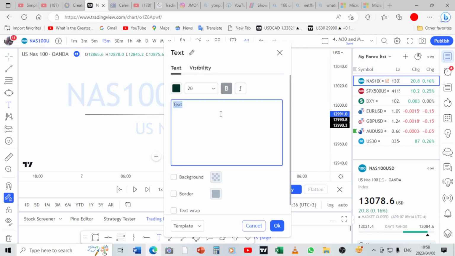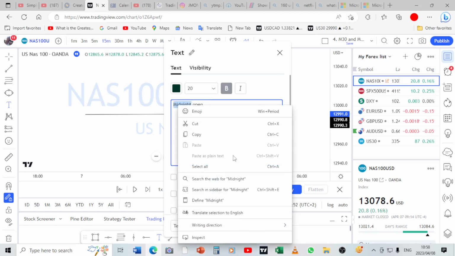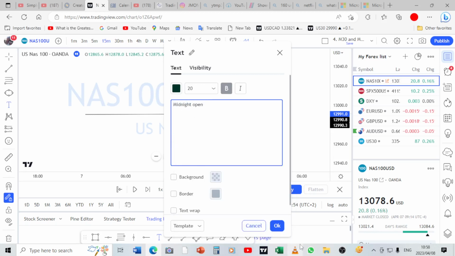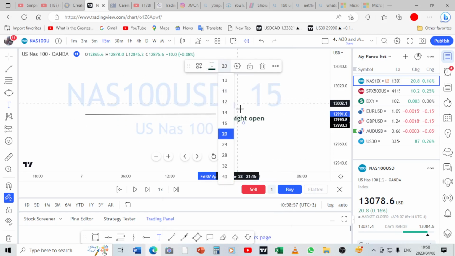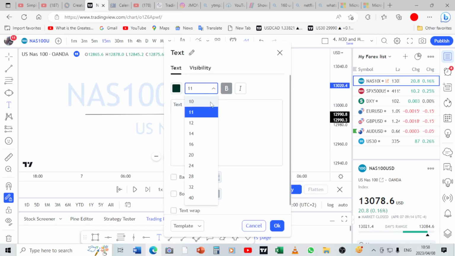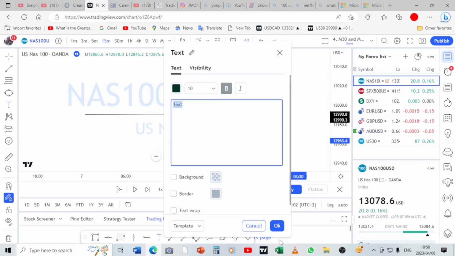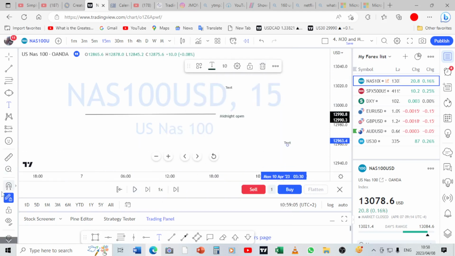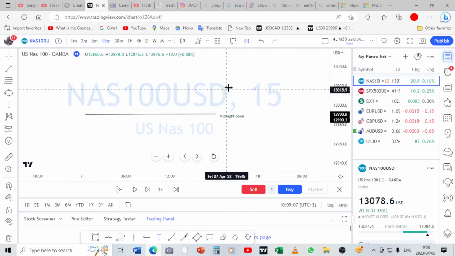You mark your midnight open. Let me just repeat this. You mark your midnight open right here. You must mark your midnight open. Sorry guys to take time, but I think it's worth it. Let's just leave it. We are going to use it anyway.